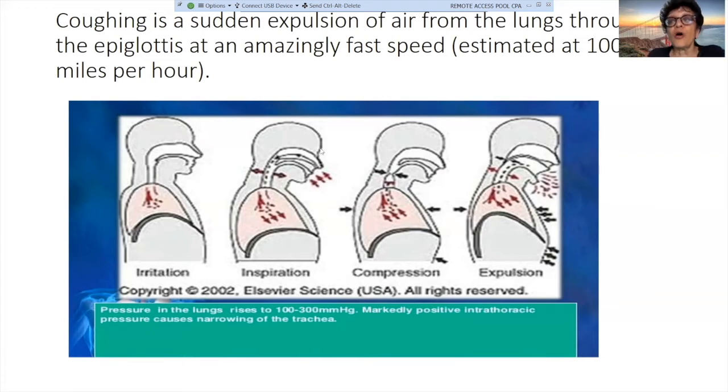So to be able to cough effectively, we need our inspiratory muscles, we need our throat muscles, the ones that open and close the vocal cords, and we need all those expiratory muscles that come into play, including the abdominal muscles. So if there's weakness of any of these muscles, then the cough reflex is also impaired.